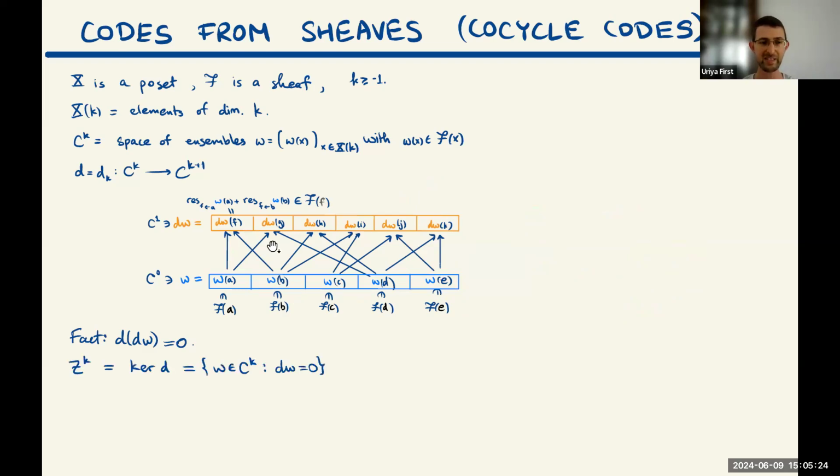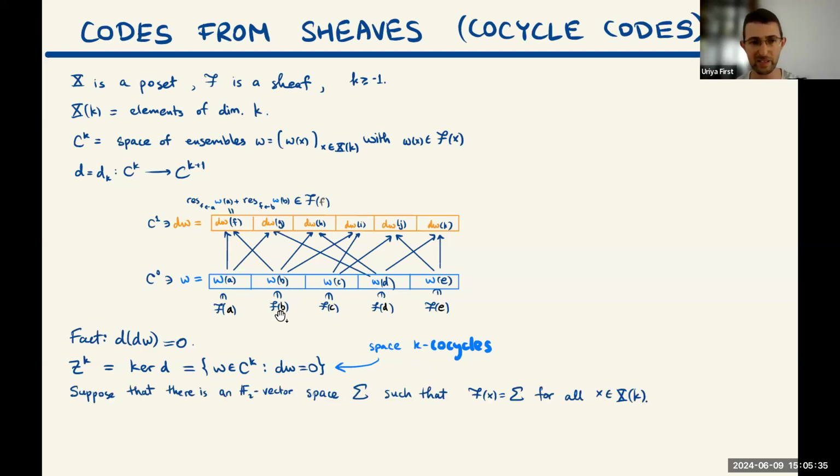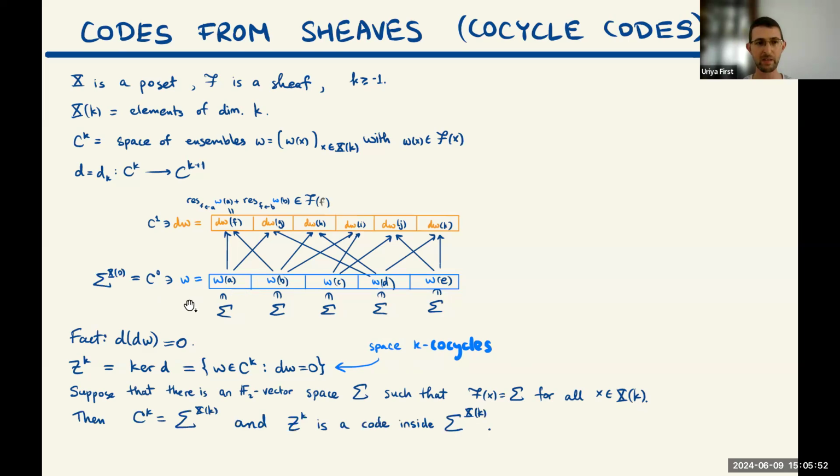So let Z^k be the kernel of d, i.e. all the words w in C^k such that d of w is 0. This is known as the space of k-cocycles. Suppose further that there is some vector space sigma such that F of x is sigma for all k-dimensional faces. So on dimension k, I only see sigma. So in this drawing, let's say k equals 0, so I only see elements from sigma in all those coordinates. So C^0 is basically just sigma to the X(0). And in general, I will have that C^k equals sigma to the X(k). And so Z^k will be a code inside sigma to the X(k).